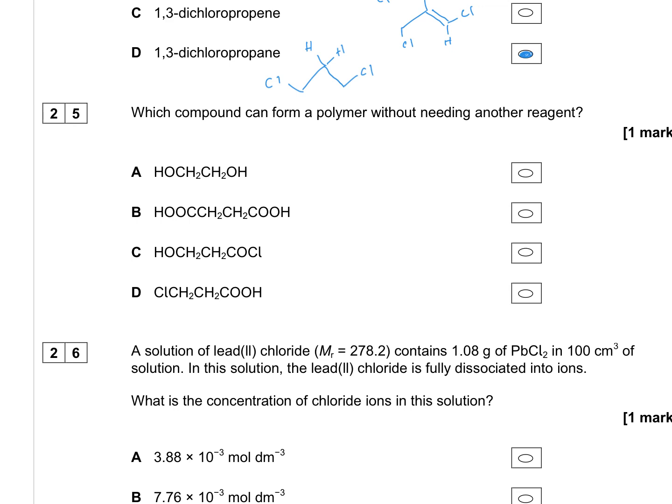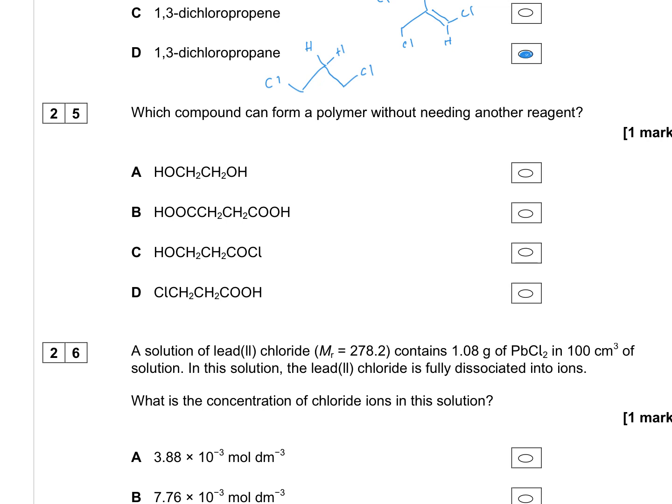So on 25, we're being asked which one can form a polymer without needing another reagent. So you've got to look at what's on either side of the monomer and check that it's got both parts that are needed to do a condensation polymer. So you're looking for it to have a carboxylic acid and an alcohol to be able to form a polyester, or a carboxylic acid and an acyl chloride.